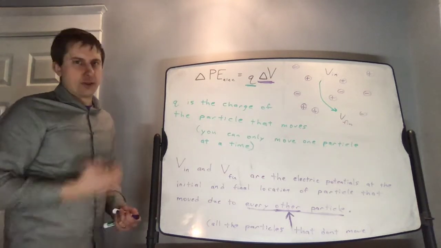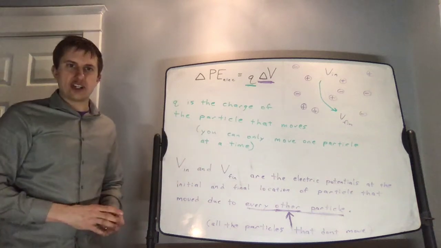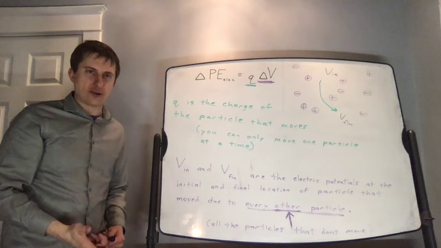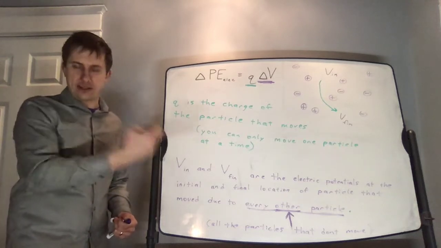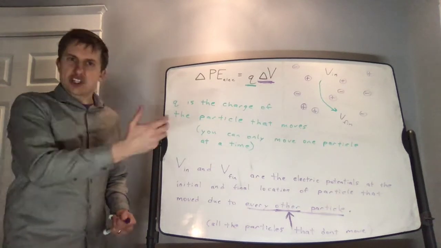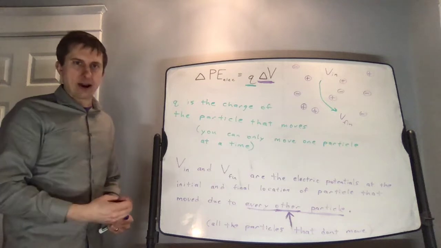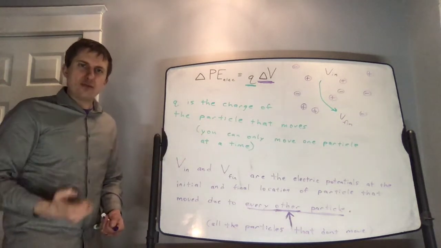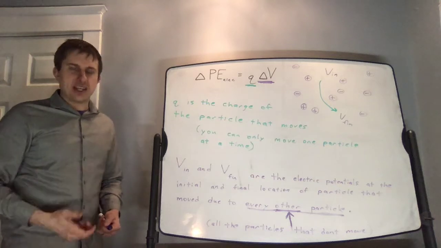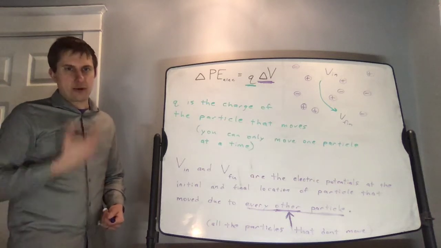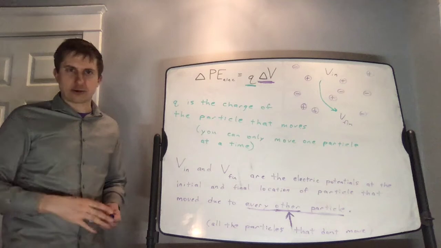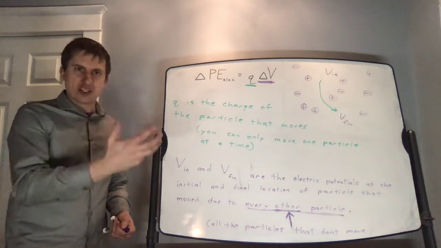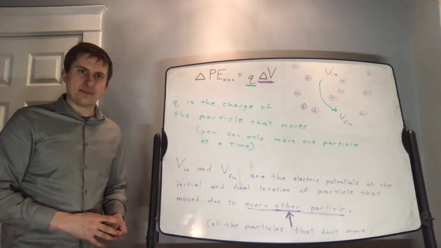And then we could move the third particle into its final position and calculate the corresponding change in electric potential energy from moving that third particle into its final position, and so on until we move all the particles from their initial position into their final position. Then we add up all the changes in electric potential energy and we find the total change in electric potential energy. In future example problems, we will demonstrate a problem like that.